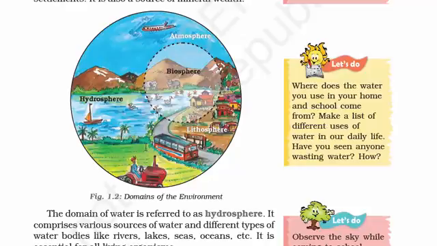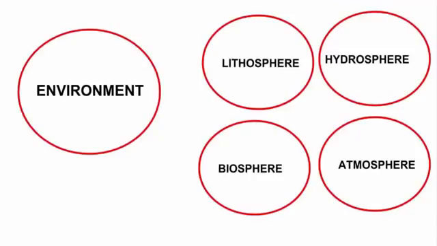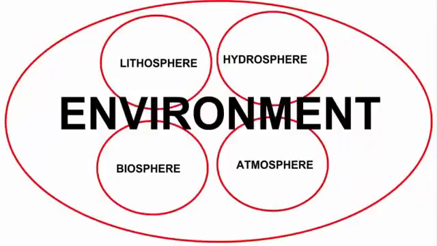And if you don't understand this, I will make it even simpler. Have a look at this picture. Imagine these four circles to the right as different components of environment, and then imagine the environment as a whole different circle, and now try to imagine all those four circles combined into a big circle, and the big circle is nothing but environment. So this is the entire definition of environment. Environment consists of everything: lithosphere, hydrosphere, biosphere and atmosphere.